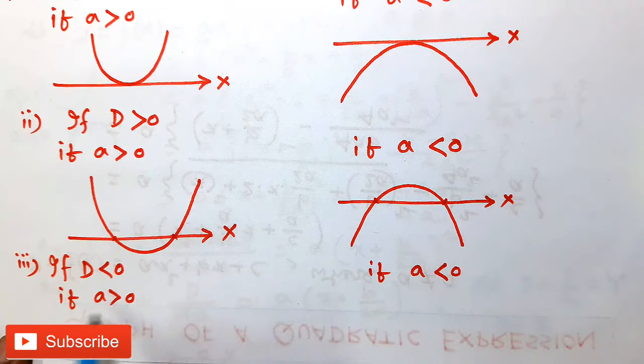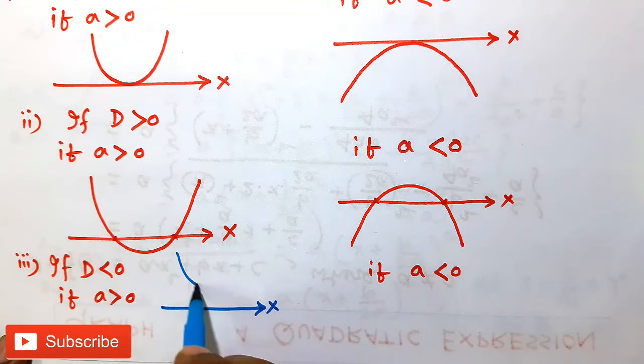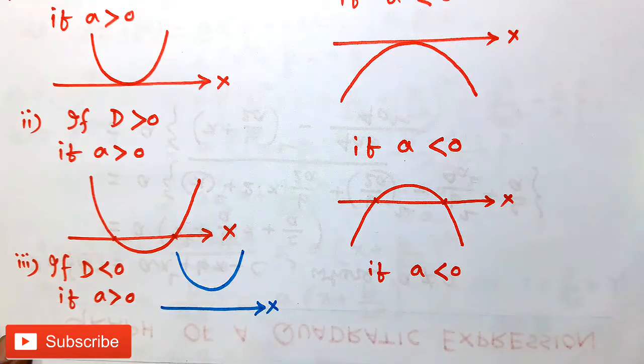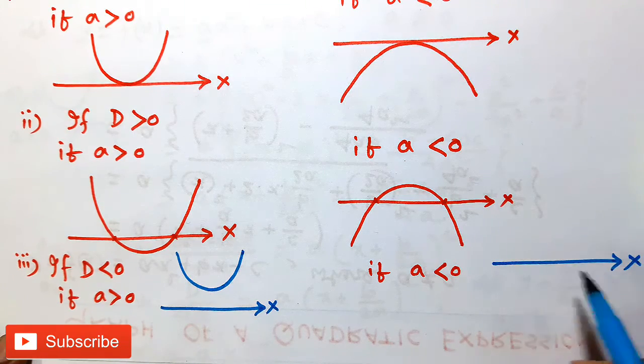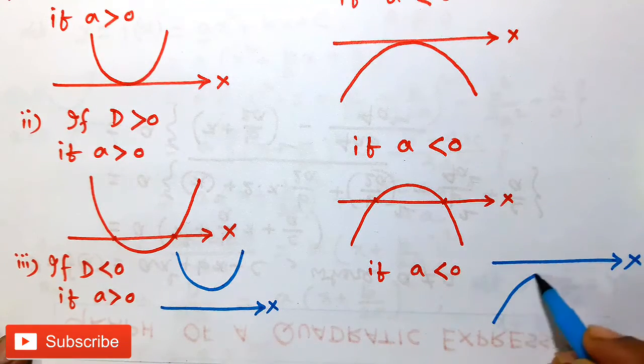Okay? Now if a is greater than 0, that is the leading coefficient is greater than 0, then the parabola obviously does not cut the x-axis and it will open in upward direction in this way. And if a is less than 0, then it will not cut the x-axis and will open downwards.